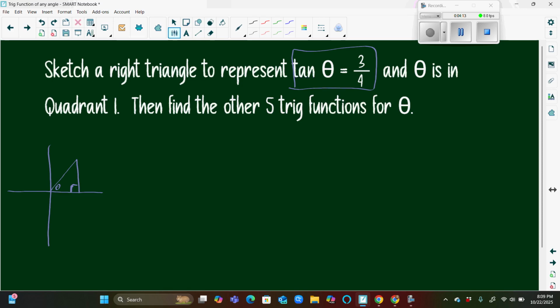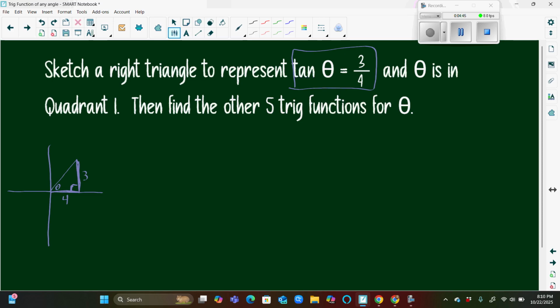So tan is opposite over adjacent. So we're going to go opposite, which is going to be 3, over adjacent, which is 4. And also tan is y over x, so it makes sense that the opposite side would be the y value here, and the adjacent side would be the x value here. So y over x. Now that we've done that, we're going to be able to use this triangle to find all 6 of our trig functions.